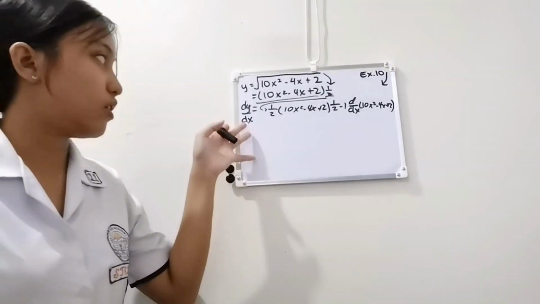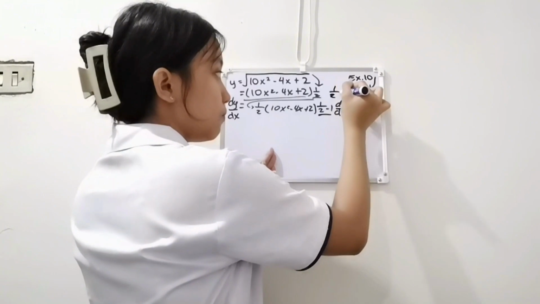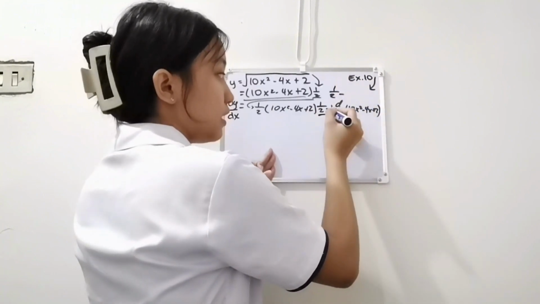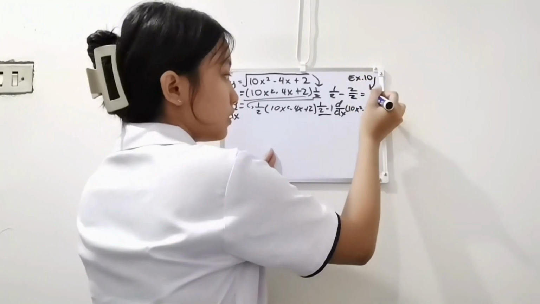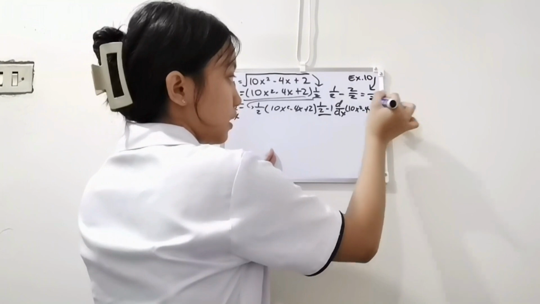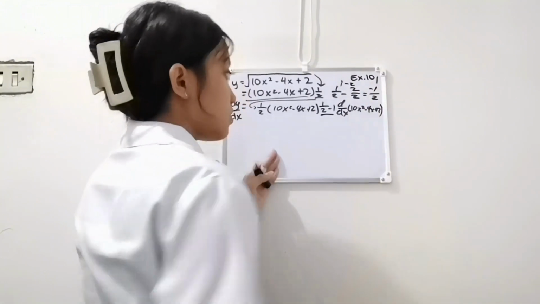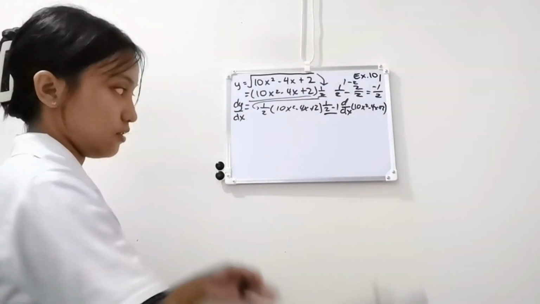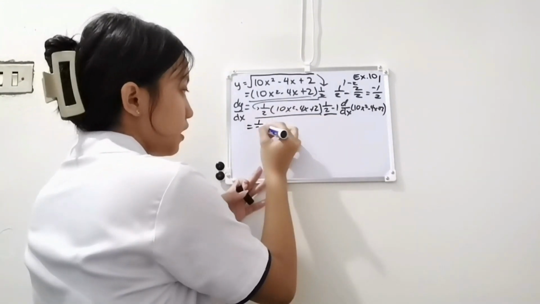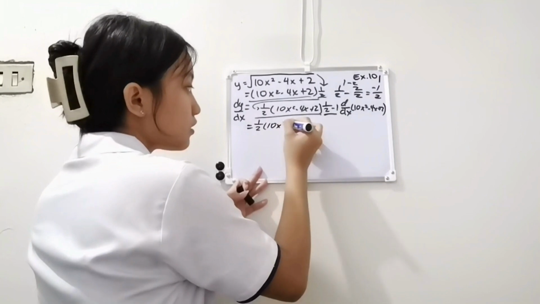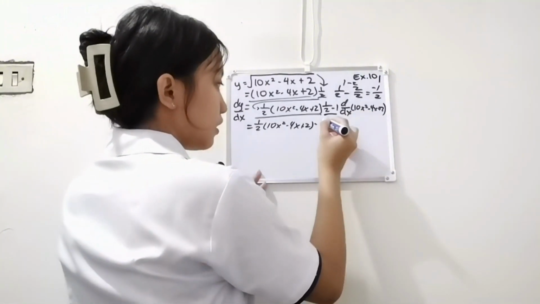Before we head on to evaluating this, we have to answer this first. What is 1/2 minus 1? Now, 1 will be equal to 2 over 2. And then for our denominator, we're just going to copy it. And then 1 minus 2 is equal to negative 1. So our answer is negative 1/2. Then we can evaluate this given. First, we're going to copy this: 1/2 times 10x squared minus 4x plus 2, raised to negative 1/2.